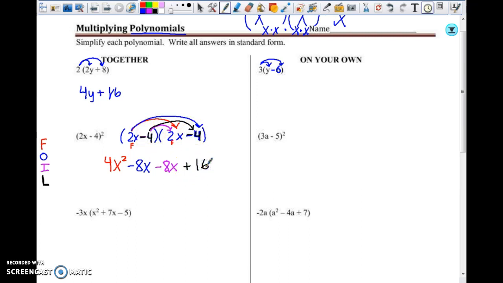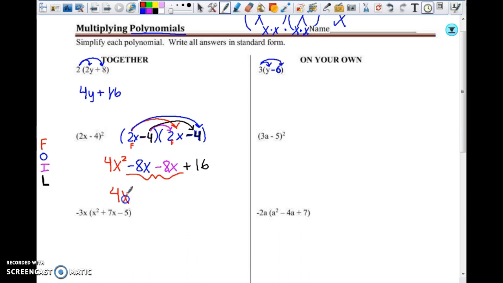And I know it looks like a lot, but I promise it's not. The last thing you're left to do is, when your answer is left looking like this, you're always looking to see if anything can be combined. Because I have an x squared here. Do I have another x squared? No. However, I do have this x here and this x here. Those can be combined.